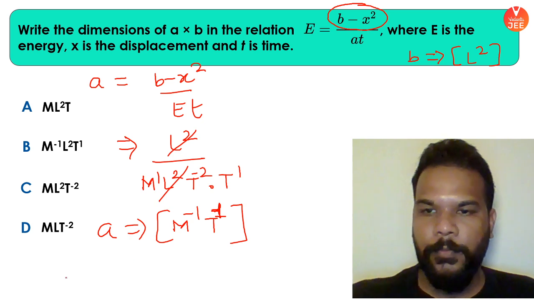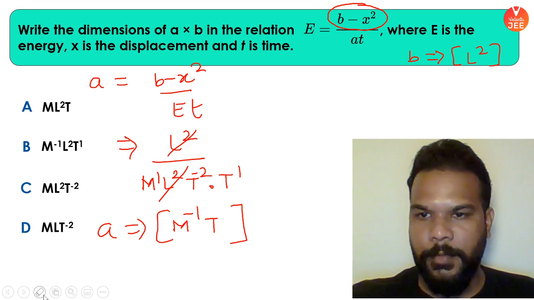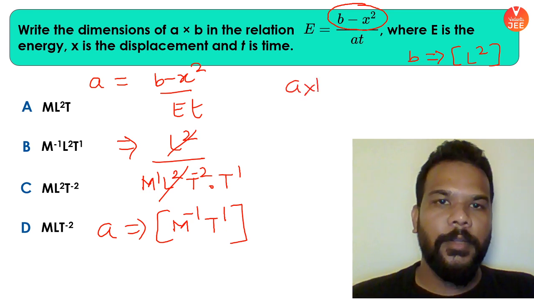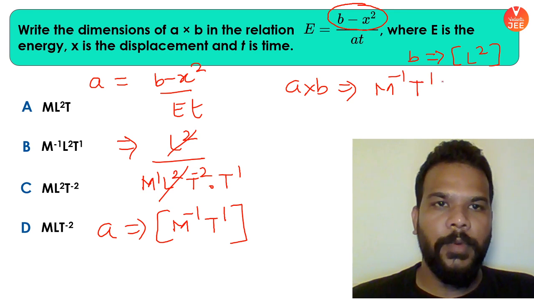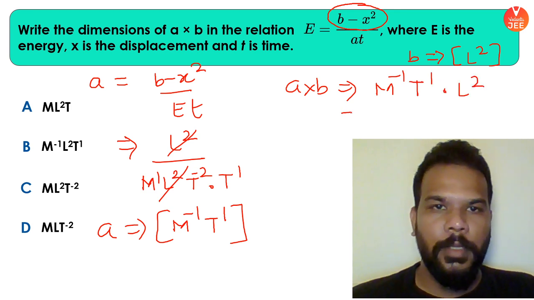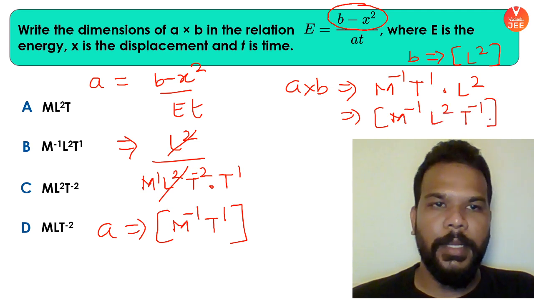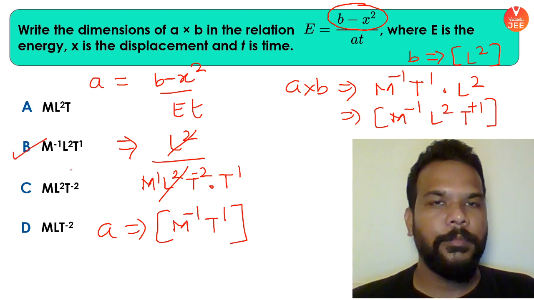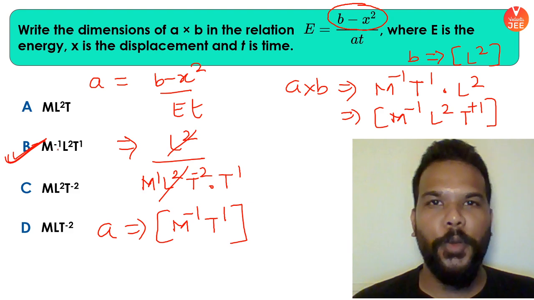I'll write it properly for you guys. This is T to the power 1. So now we can find out the dimensions of A into B. A is M minus 1 T1, and B is L2. That means the final answer is M minus 1 L2 T plus 1, and there is only one option with M minus 1. So M minus 1 L2 T plus 1, that is our final answer, guys. Final answer is option B.